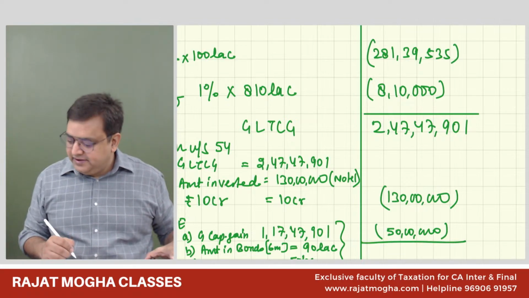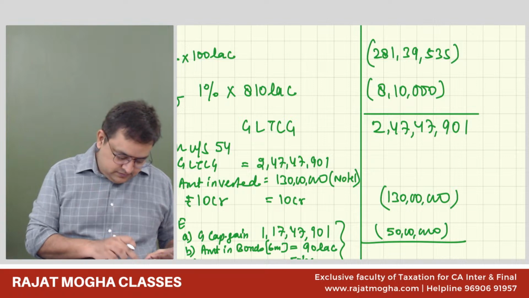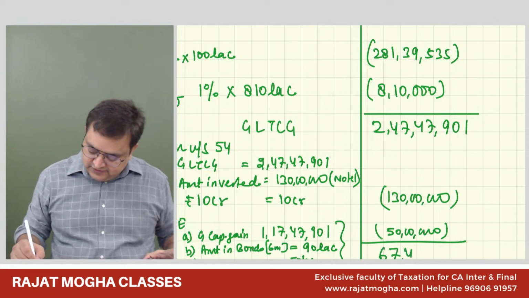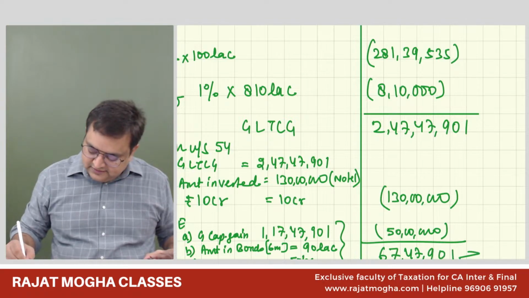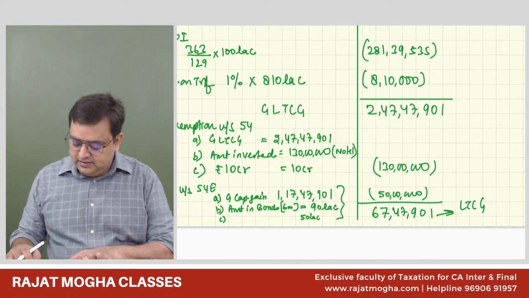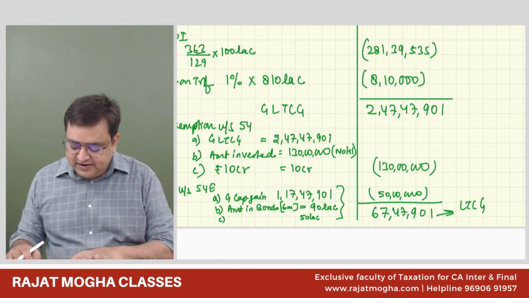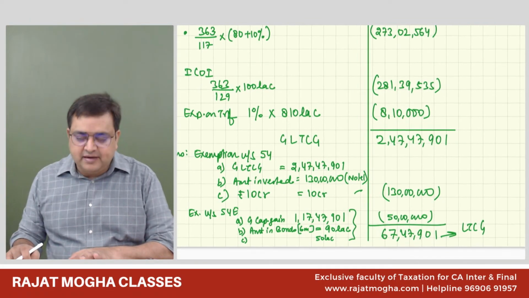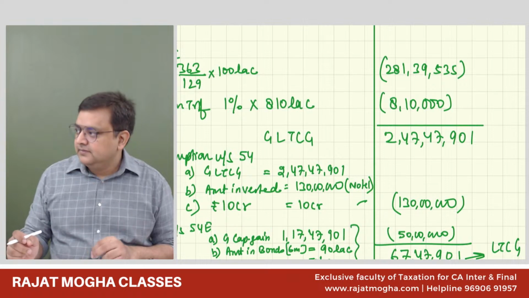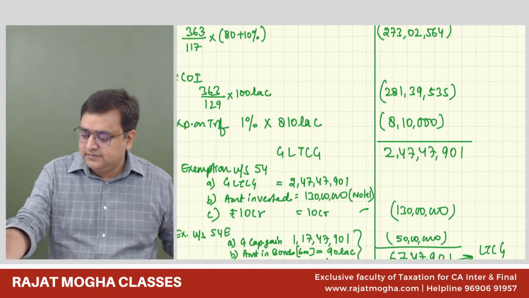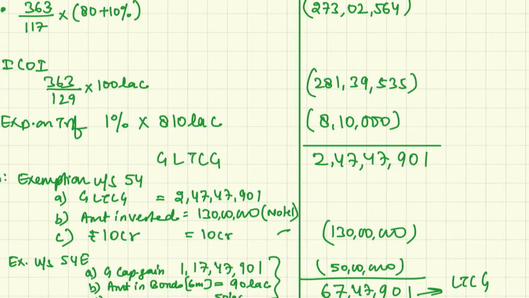And your capital gain will be 67 lakh 47,901. I am running short of space. This is your long-term capital gain, 67,47,901. And regarding this note, you have to tell the examiner. Have you done till here? Yes, sir. Okay.